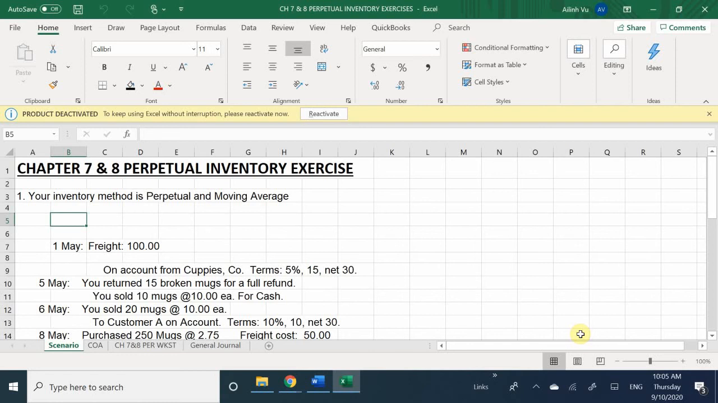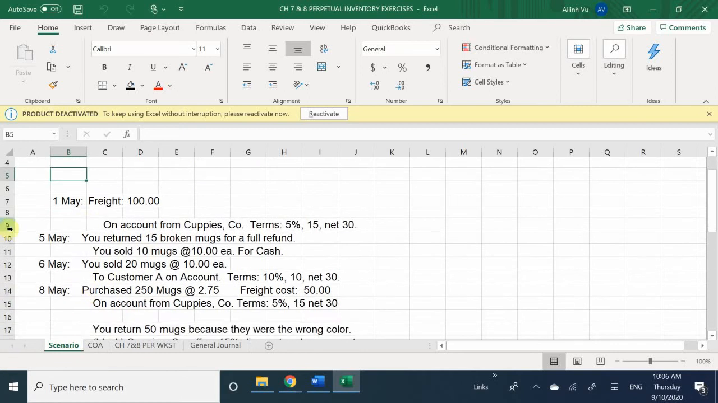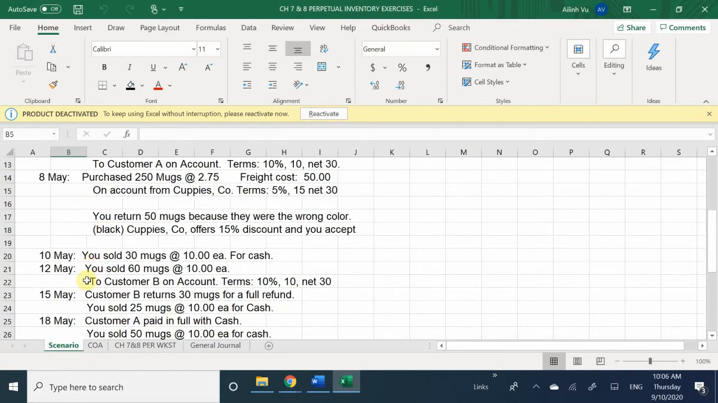Again, chapter 7, we learned how to make our purchases of inventory and how to journalize it. So let's take our thinking caps and rewind from two weeks ago. How do we journalize our purchases? That's what we're going to be doing here. We're also dealing with our sales, and possibly returns.